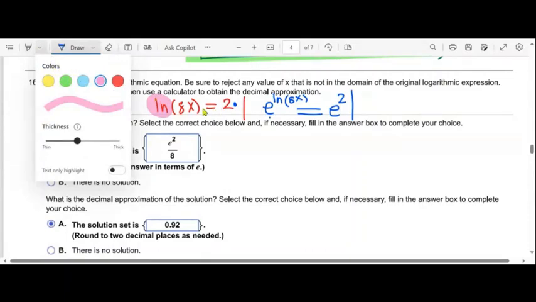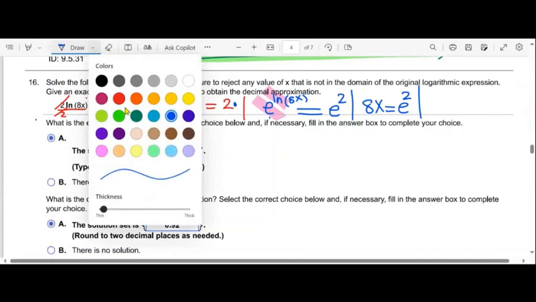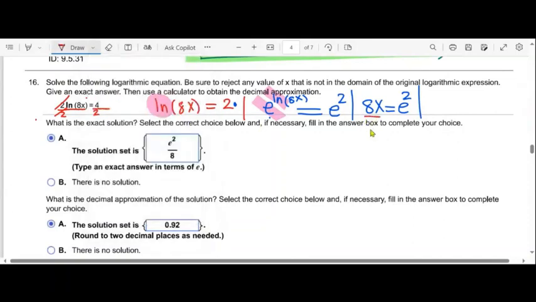What should I do with e and ln? We need to get rid of them. They cancel each other. Is this clear? Yes. So what's here now? 8x equals what? e to the power of 2. Next step, I need to get rid of the 8. How can I get rid of the 8? We need to divide. Exactly.